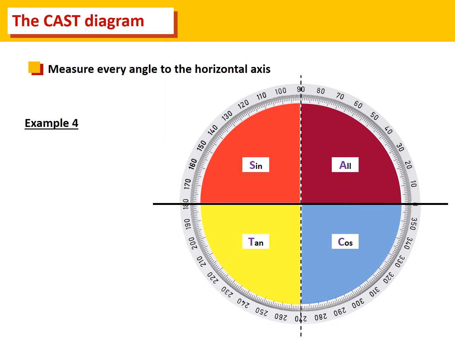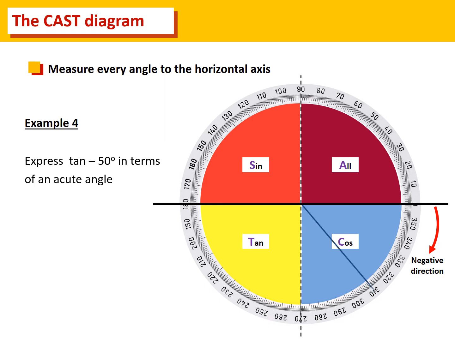Here's example 4. The tan of negative 50 degrees. Well, first of all, we need to know what we mean by negative 50 degrees. Negative is measured in the clockwise direction. Therefore, negative 50 degrees will be 50 degrees measured clockwise, and that'll be actually 310 degrees. So tangent of 310 degrees will be negative.